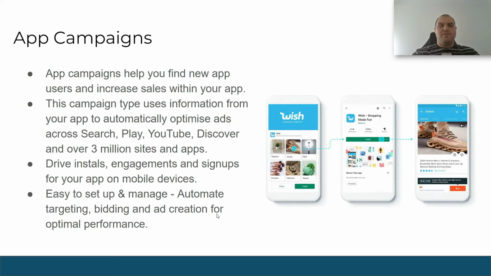App campaign types obviously are just to drive app sales or increase sales within your app. This campaign type uses information from your app to automatically optimize ads across Search, Play, YouTube, Discover, and over 3 million websites and apps. You can drive installs, engagements, and signups for your app on mobile devices. It's easy to set up, with automated targeting, bidding, and ad creation for optimal performance.